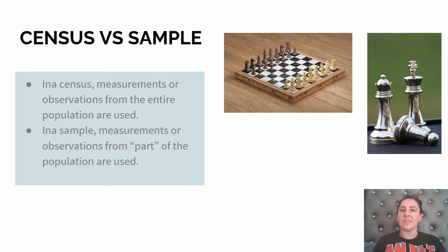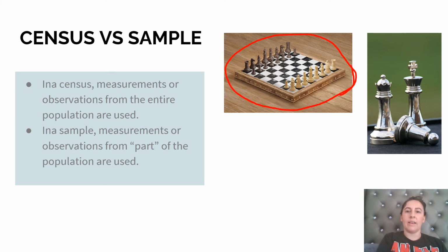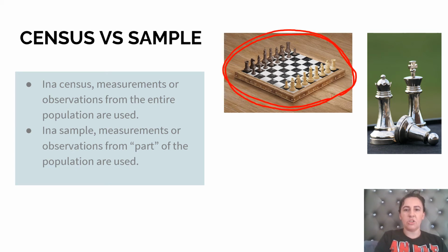I know we've discussed this so many times before, but I just want to give you guys a good visual of what it means to do a census versus a sample, so you can make a better decision on what you need to do for your particular study. In a census, measurements or observations from the entire population are used. If we use the example of a chessboard, it would be taking measurements from every single piece in the population, collecting data from every single one.